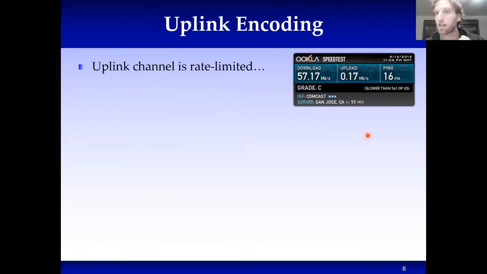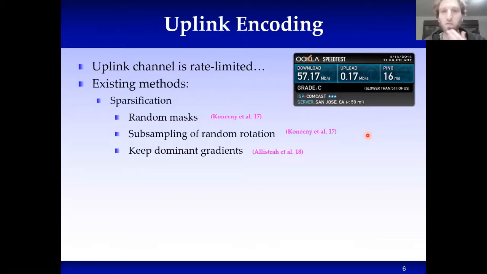However, the uplink communications, the fact that the users have to convey the model updates, which are very high dimensional, is a challenge because the uplink channel is rate limited. So this problem is treated quite thoroughly in the literature, but usually the following approaches are taken. The first is what's called sparsification, which means that we don't send all the samples, we just send a subset. It can be done by just selecting a random subset. It can be done by doing some random rotation and then subsampling. It can be done by just sending the top gradients, the most dominant ones, only sending them to the server.